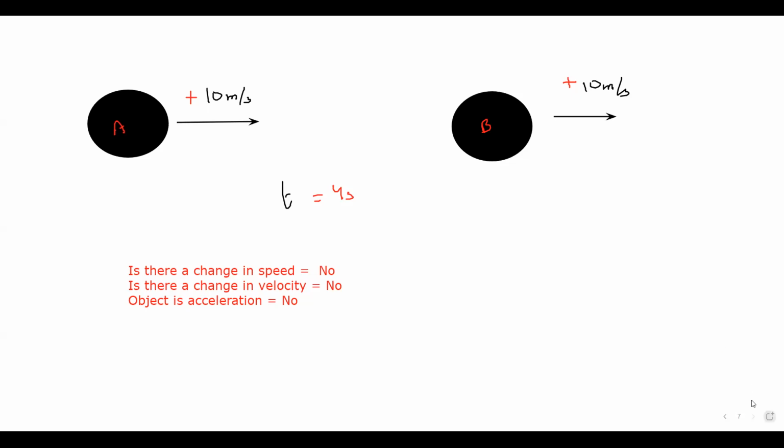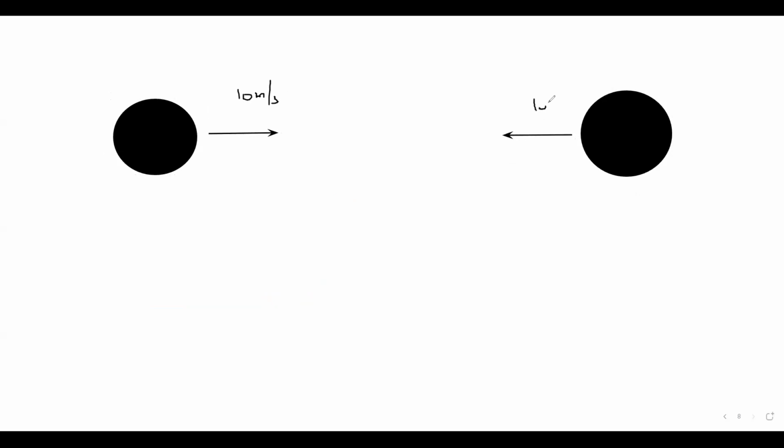But if the object changes direction, then the velocity changes. For example, if I say the object is moving with 10 meters per second, then bounces back with the same speed of 10 meters per second. This is A, B, and the time it took is, for example, 4 seconds. And the question is similar to the previous one.